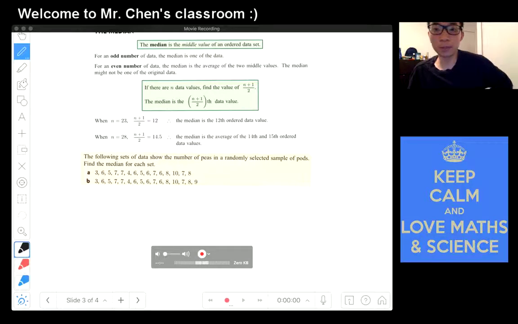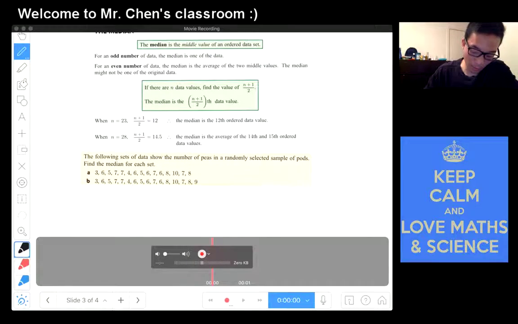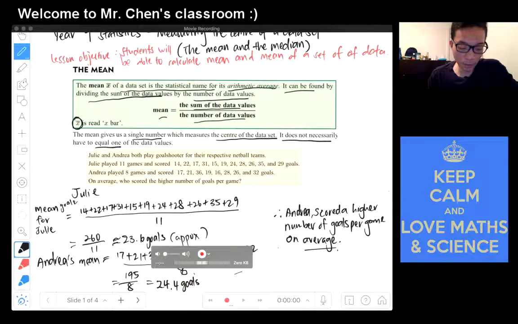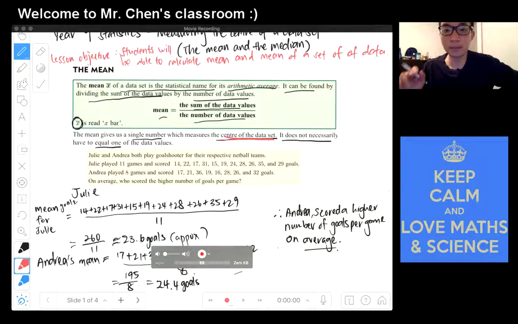In the previous videos we went through the mean of a data set, which is the average. In this video we will be looking at the median. So let's begin. If you still remember, let's have a quick revision. The mean measures the center of the data. It's pretty much you add everything up, you divide it by how many numbers there are, and you will get the mean.